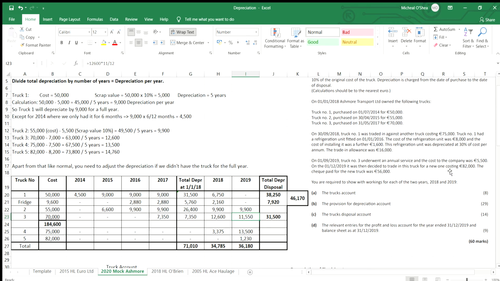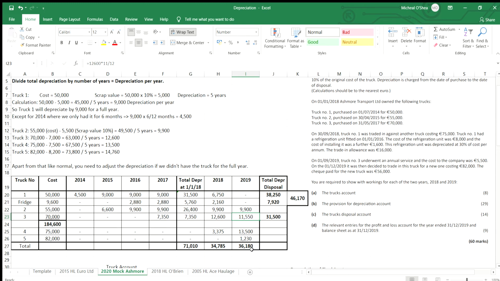I purchased that final truck for 82 grand. I only had it for 1 month, so 82 grand is the original value of the truck. Its scrap value is 10%. Take that away, that's my 90%, essentially the total depreciation. Divide that by 5 years, and that's how much depreciation I have per year on truck 5. But I only had it for 1 month of the year. So 14,760 represents 12 months. I'm going to multiply it by 1 divided by 12. Essentially, you're dividing that by 12 to get just December. And it's 1,230. So all of my depreciation for the vehicles I had in 2019 is here. If I add them all together, it gives me 36,180.